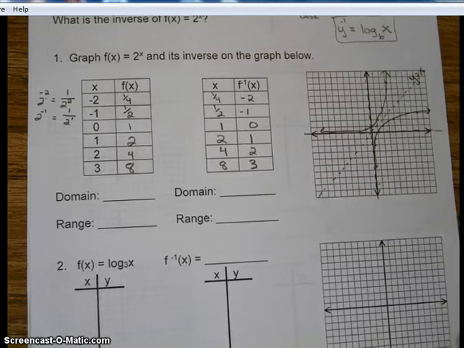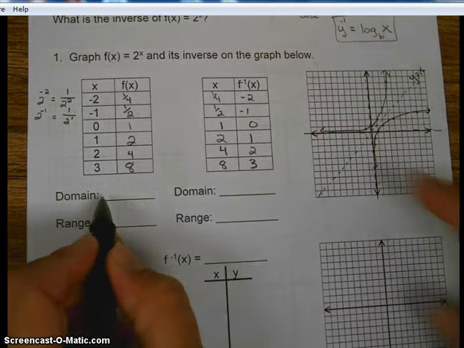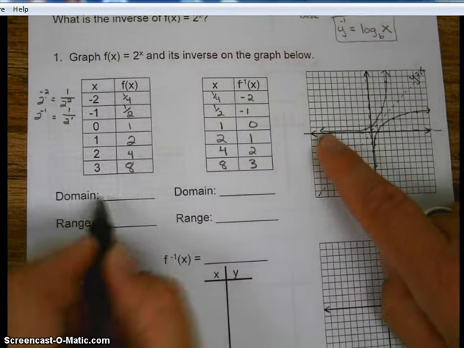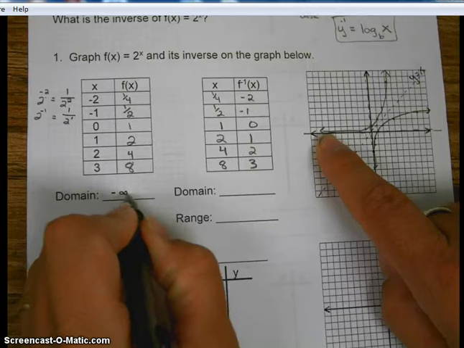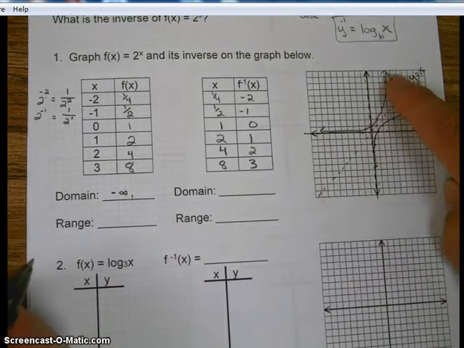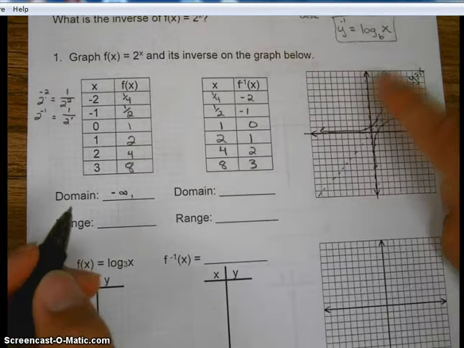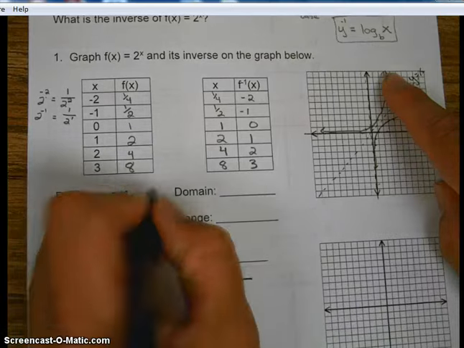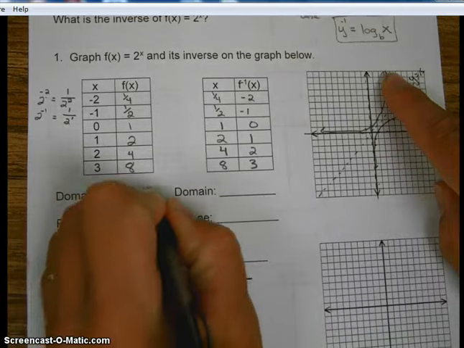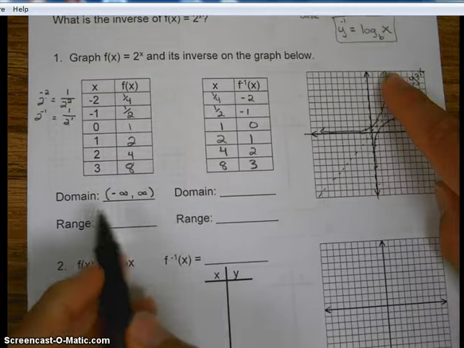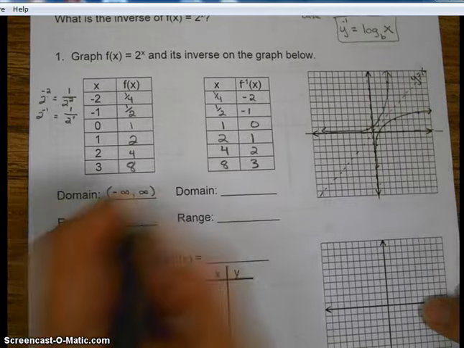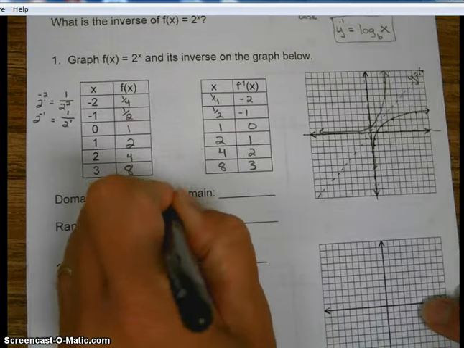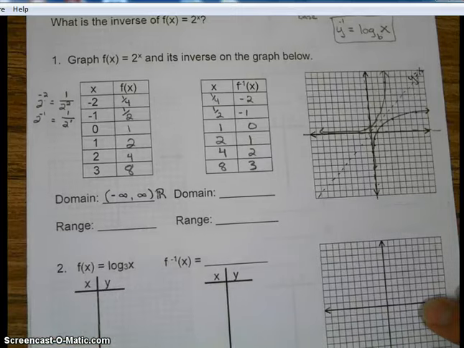Domain and range. So doing the domain for our exponential function, we're going to the left infinitely. And we're going to the right infinitely, because we see arrows on the ends. We're going infinitely to the left and infinitely to the right. And whenever you are going infinitely in both directions, you can also use the symbol for all real numbers. X is an element of all real numbers.